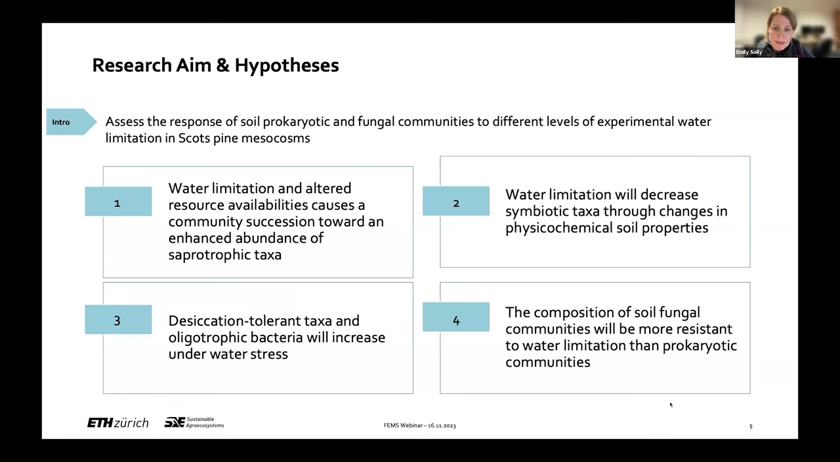Finally, we also expected the composition of the soil fungal community to be more resistant to water limitation as compared to prokaryotic communities, mainly due to the ability of fungal communities to produce hyphal networks, which allow fungi to basically scavenge larger areas of the soil for nutrients and water, of course.